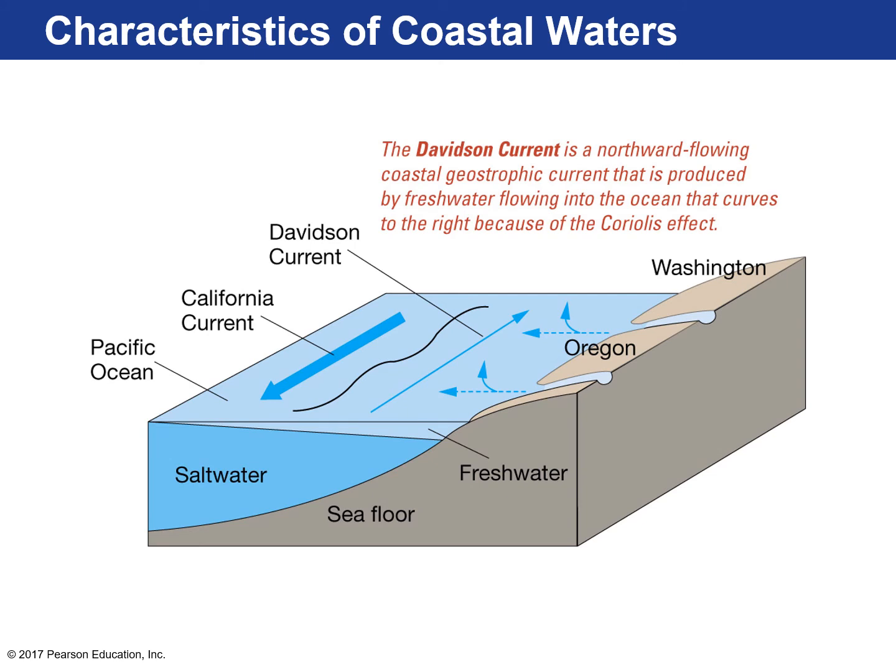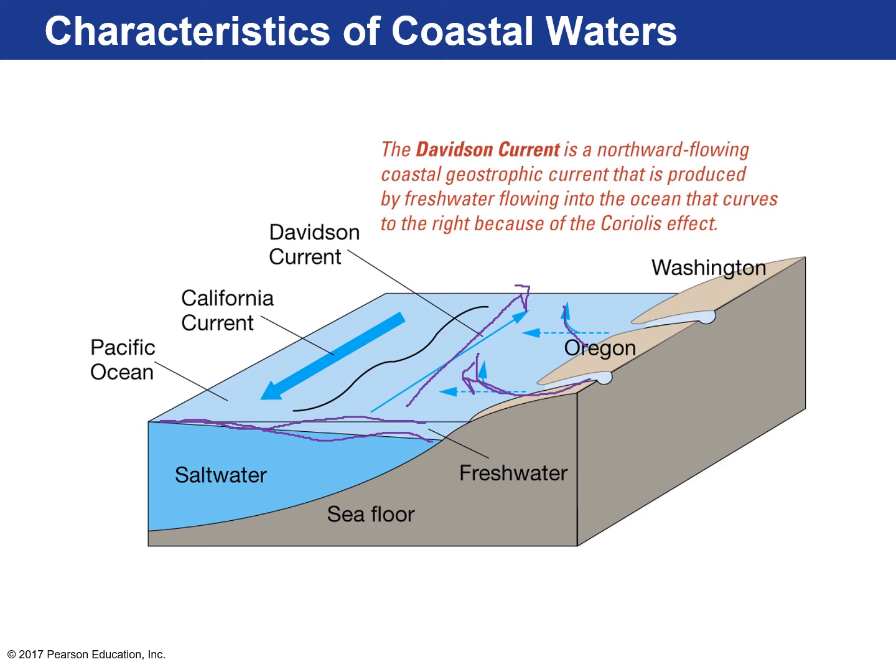So here it is. What happens is, typically, the currents are like this year round, the geostrophic currents or the Davidson Current, but during the spring and summer, the current's stronger because there's more water being pushed through the river systems and into the ocean. So here's that wedge of fresh water that diminishes the further away you go from the continental margin. But as the fresh water dumps into the ocean, it begins to curve to the right because of the Coriolis effect. And then that starts the Davidson Current, a northward flowing coastal geostrophic current.